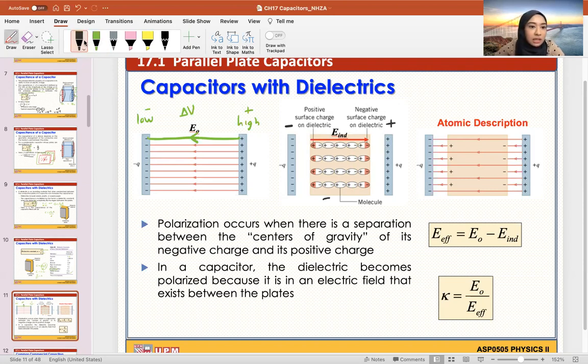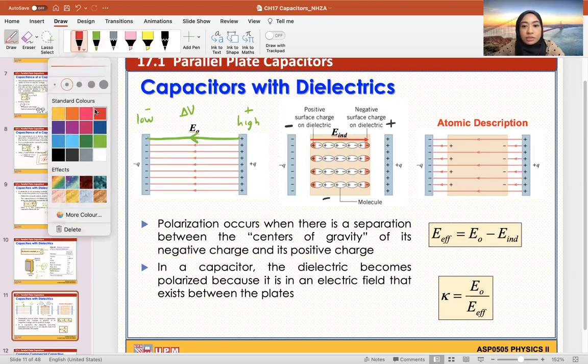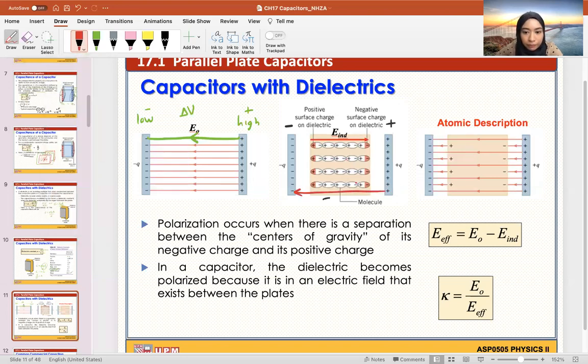Dun, dun, dun. So this gets like, oh my God, already got E, now it's difficult. Suddenly there's another E. So we have E induced. This is called the electric field that is induced by the dielectric. Okay. Earlier our E was from positive to negative. This is our E naught, our initial E. Putting in the dielectric, they reorganize their atoms, not reorganize, they rotate. So positive faces negative, negative faces positive.